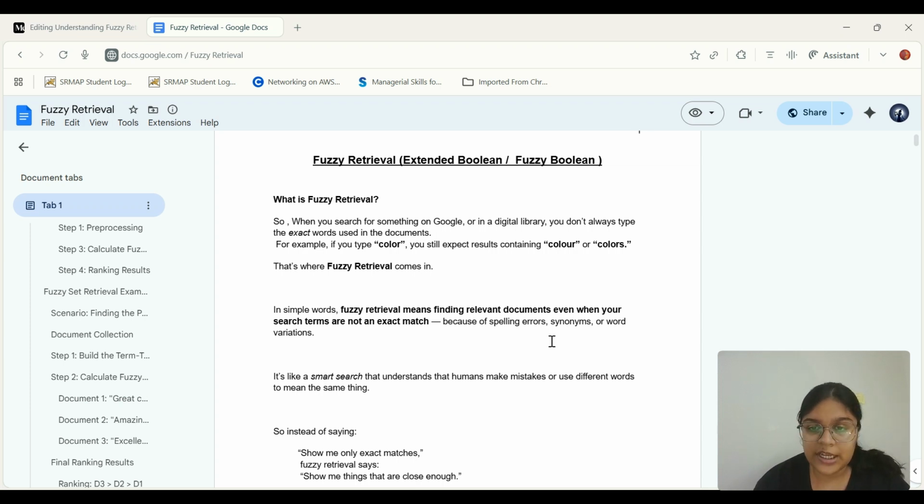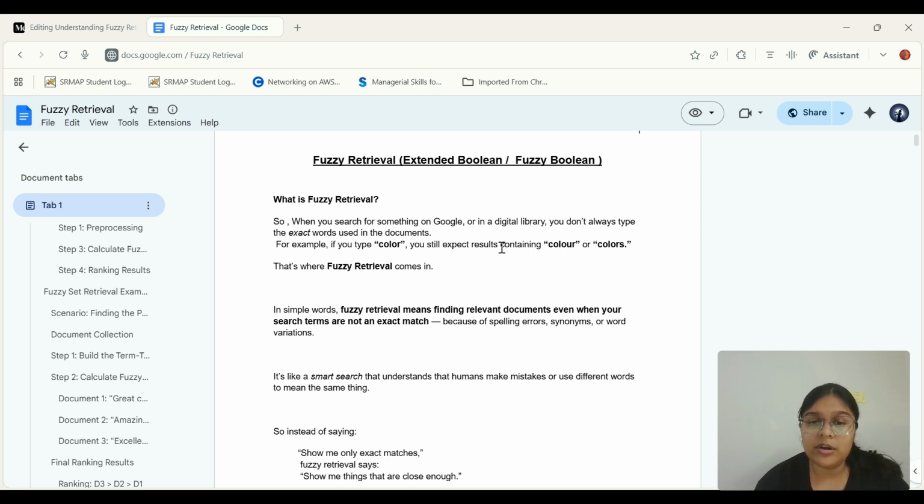So, many of the times we go to Google and search, like, this color is my favorite. So, what Google does is it also shows results for colors. Basically, there are different spellings of color based on British English and American English. So it will search for color with the OUR, and also it can search for colors. So that's where fuzzy retrieval comes in.